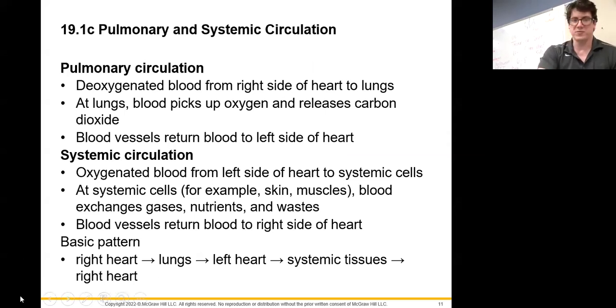So our basic pattern is right side of the heart to the lungs, to the left side of the heart, then to the tissues, and then back to the right side of the heart. Over and over again until you die.